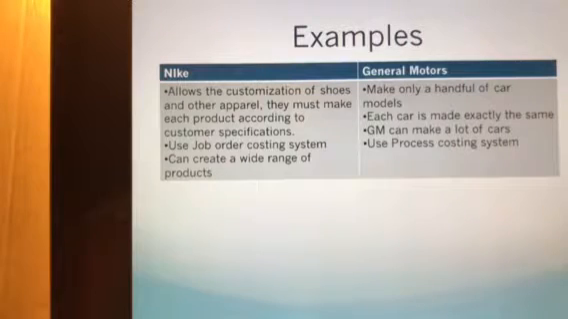For process costing, General Motors, they make only a handful of car models every year, and each car is made exactly the same on the assembly line. So GM can make a lot of cars, but not a wide range of cars.